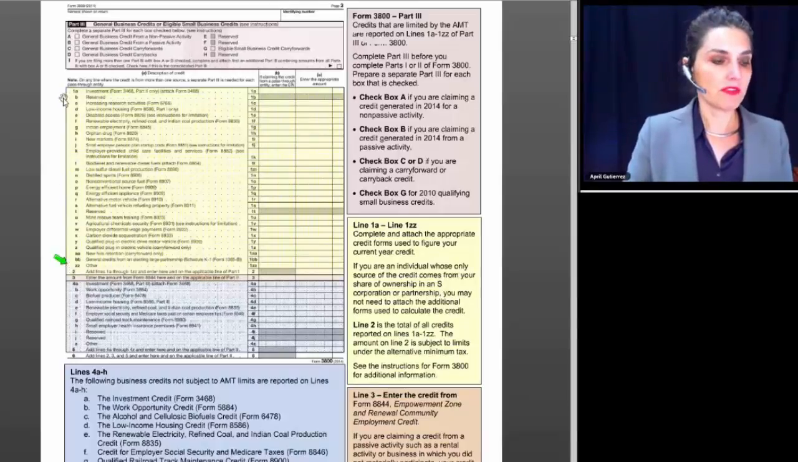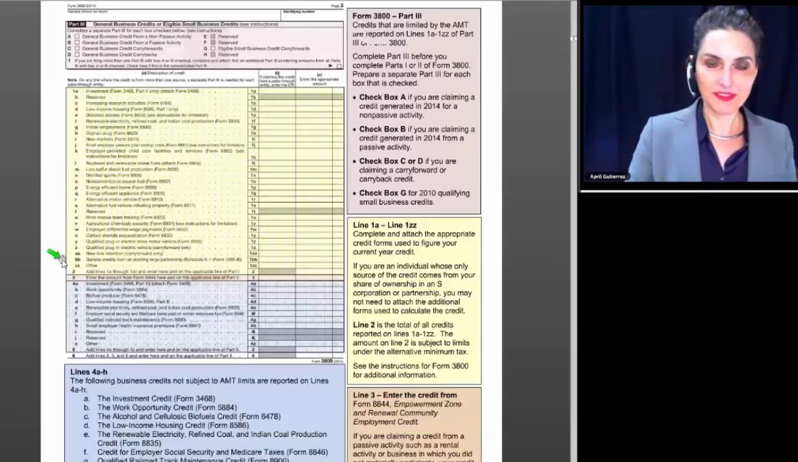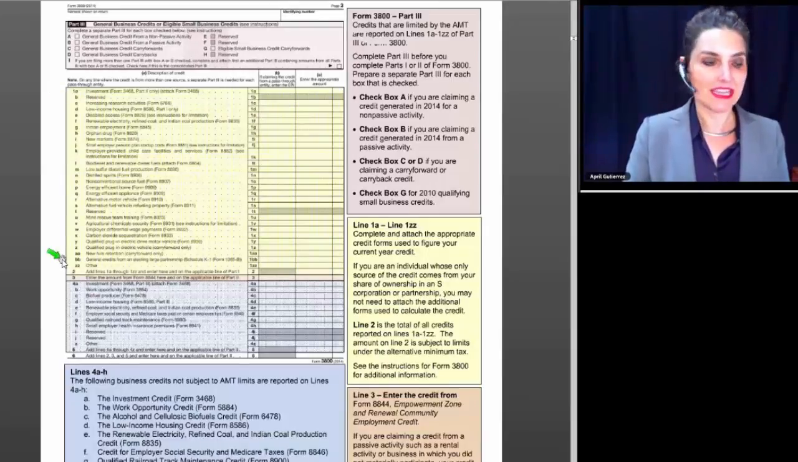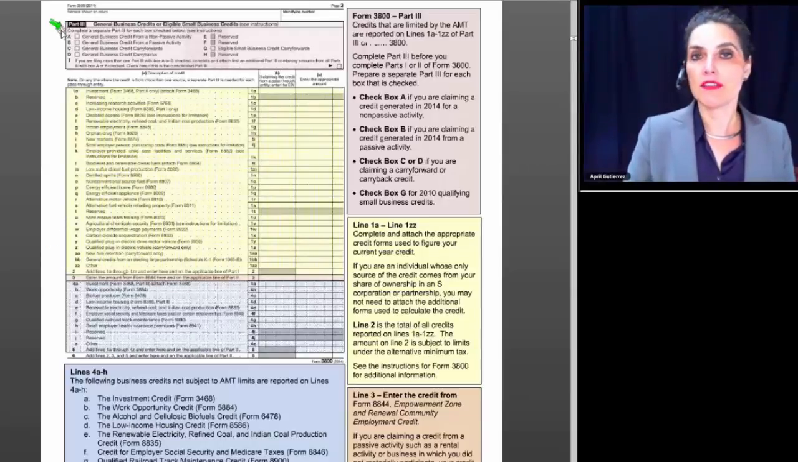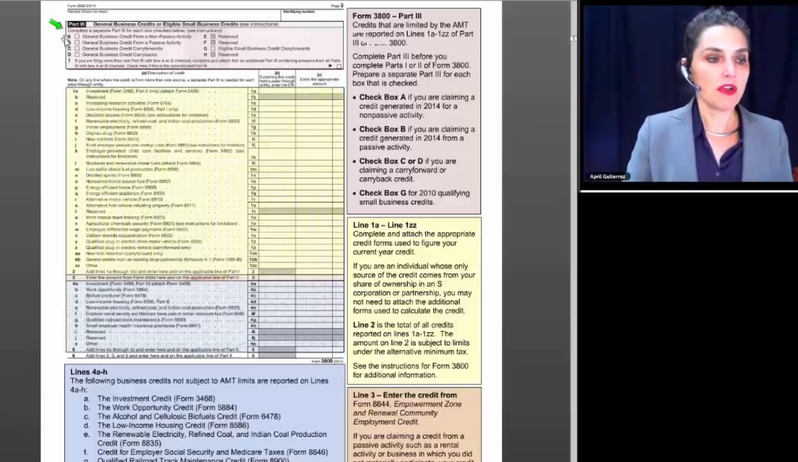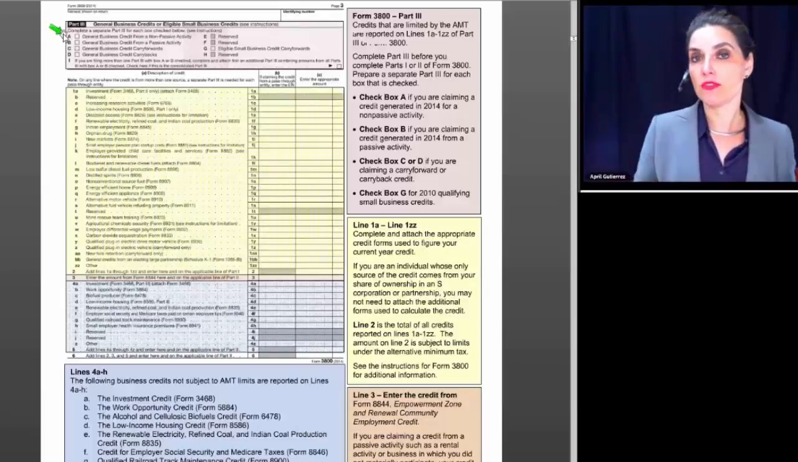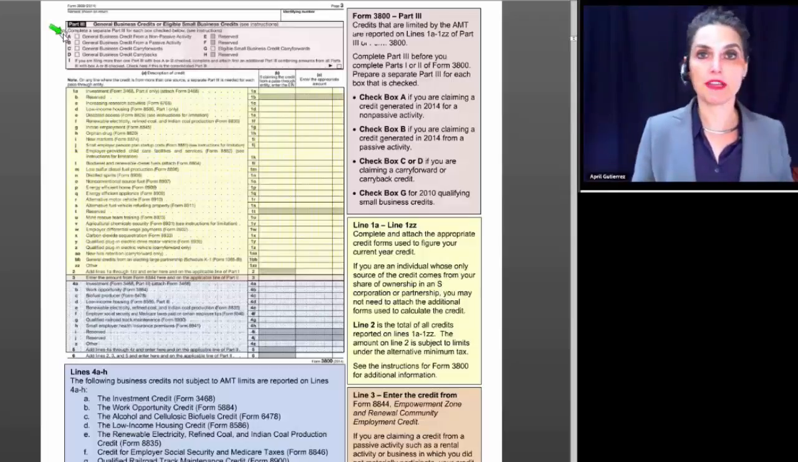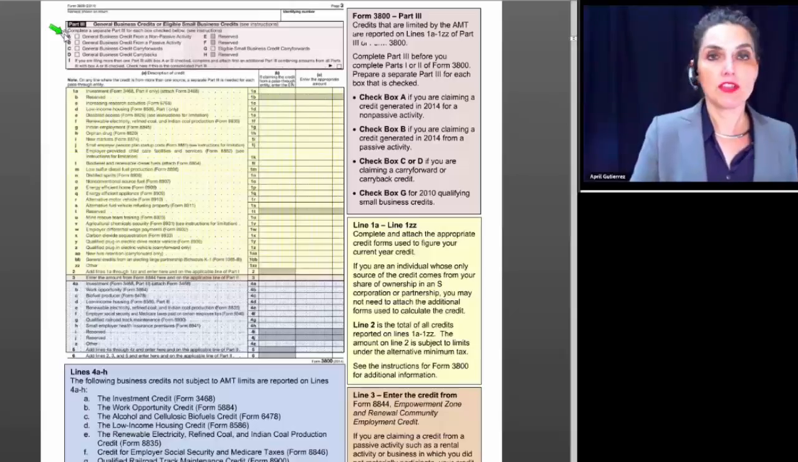Now, before you begin figuring your credit and entering it on line 1a through line 1zz, you're going to need to determine whether this credit applies to a passive or a non-passive activity. If you are figuring a general business credit for 2 different activities and one is passive and one is non-passive, then you would need to complete 2 Form 3800s, one for the passive activity and one for the non-passive activity.